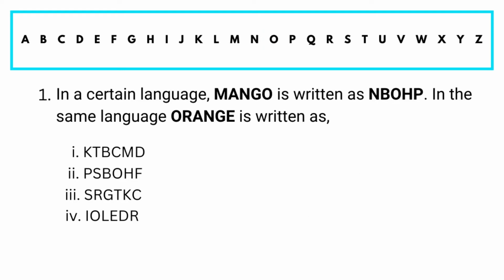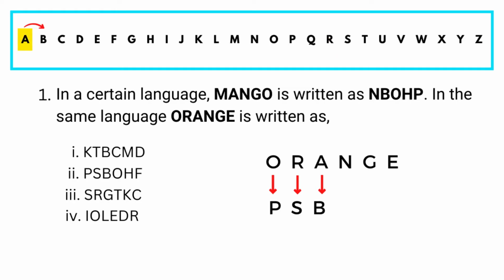And now let's look at the word orange. The next letter after O is P, the next letter after R is S, the letter after A is B, the letter after N is O, the letter after G is H, next letter after E is F. So this is our answer.